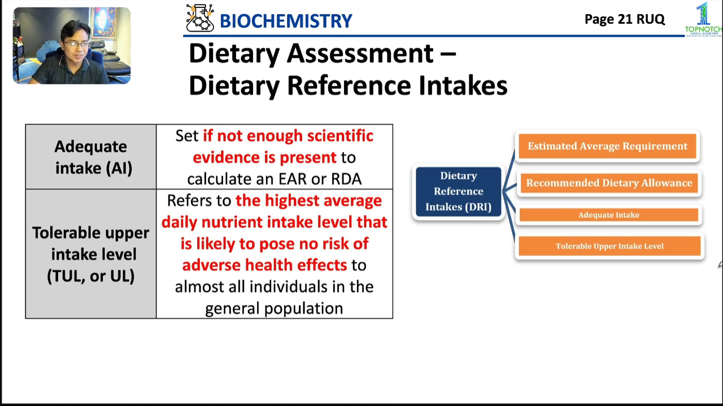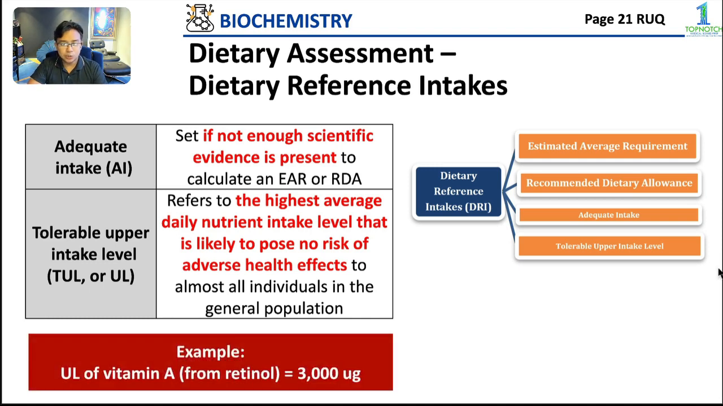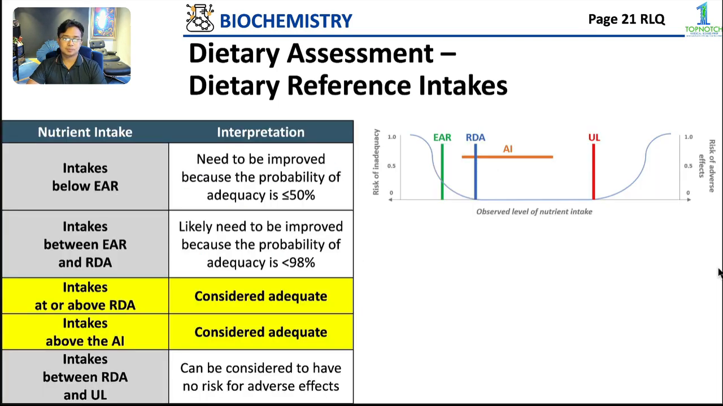Okay? Now, lastly, UL refers to the highest average daily nutrient intake level that is likely to pose no risk of adverse health effects to almost all individuals in a certain population. Example, the UL of vitamin A from retinol is 3,000 micrograms. If ang intake mo for a specific day is more than 3,000 micrograms, the potential risk for adverse effects from vitamin A will also increase.